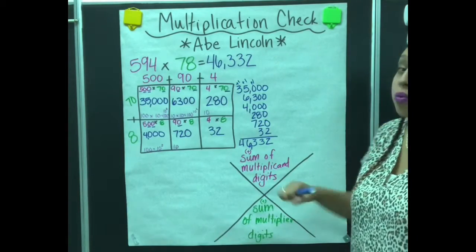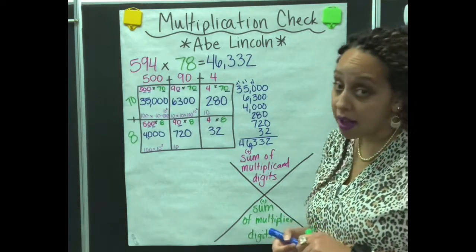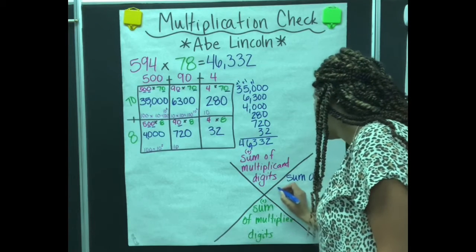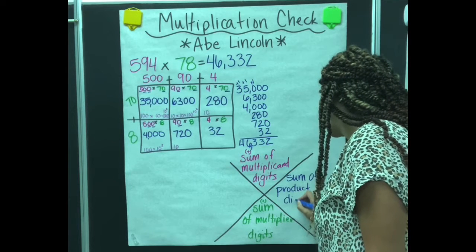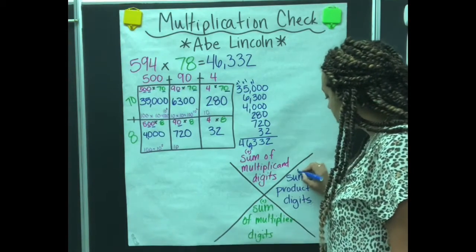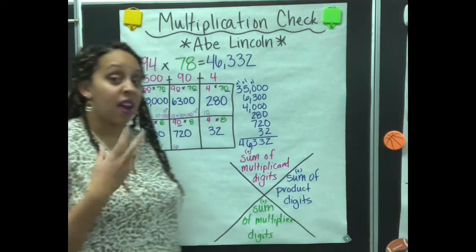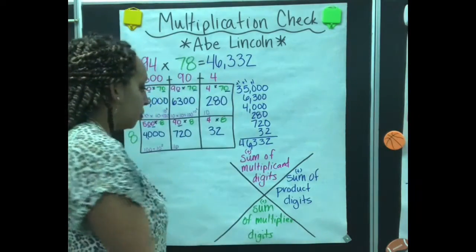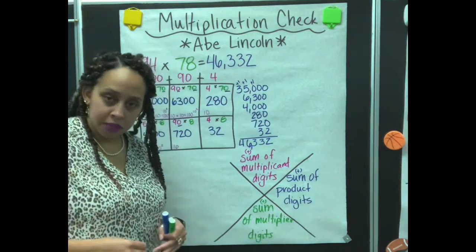Then on the right hand side, we are going to have the sum of the product digits. Okay, so sum once again means add, of the product being our answer to our multiplication problem, and it's digits 0 through 9. Okay, this is when it gets a little bit confusing.